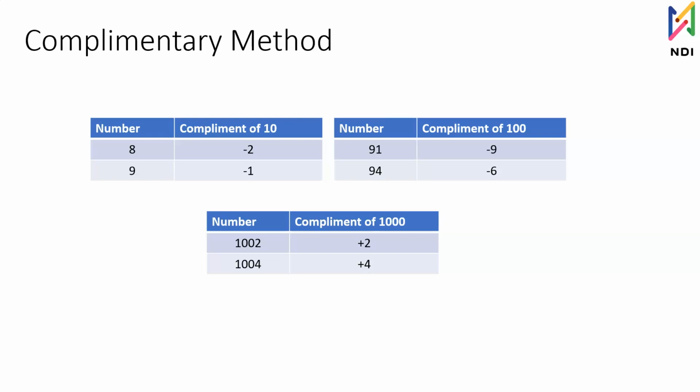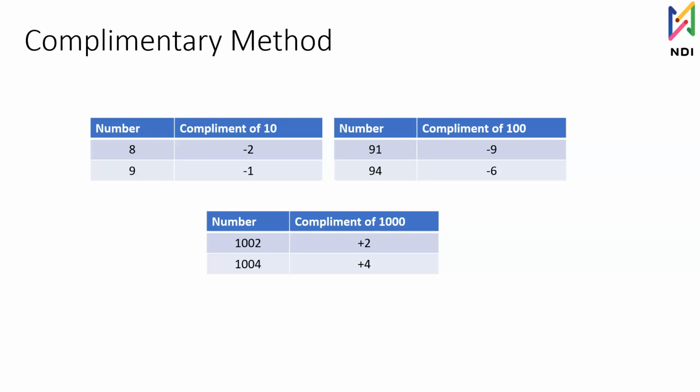Let's look at examples. When you see the numbers 8 and 9, think of 8 and 9 as complements of 10, right? That is represented as minus 2 and minus 1. It is basically that 8 is short of 10 by 2, and 9 is short of 10 by 1.